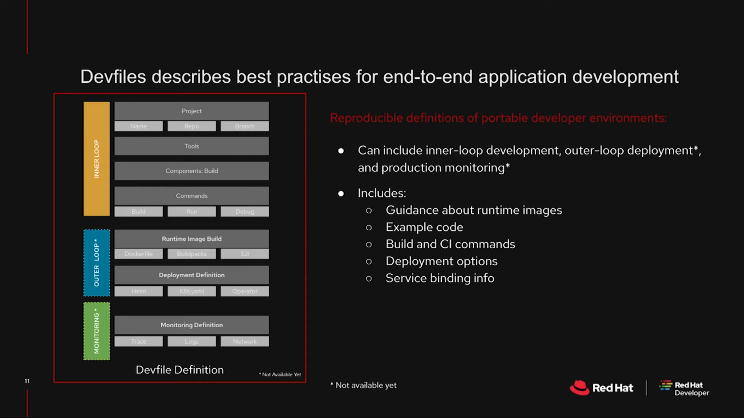Take inner loop as an example. It contains a list of projects where you can find the projects from. It defines some build components, for example, a container definition that provides the runtime support. It can provide commands that the tools can call to build, run, and debug. For specific applications, it may also contain service binding information to link services to an application. In the outer loop scenarios, it may contain deployment options or different strategies for building the production container images.